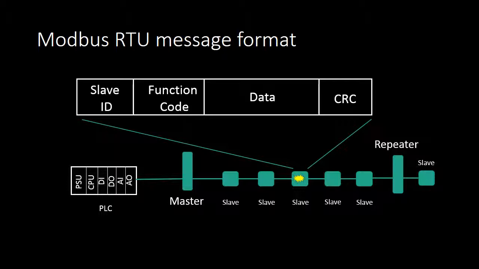The Modbus RTU master message will begin with the address of the slave to receive the message. Next is the function number or command that will be performed. Then, the data that is required for the function to execute properly. Finally, the CRC value is added at the end.